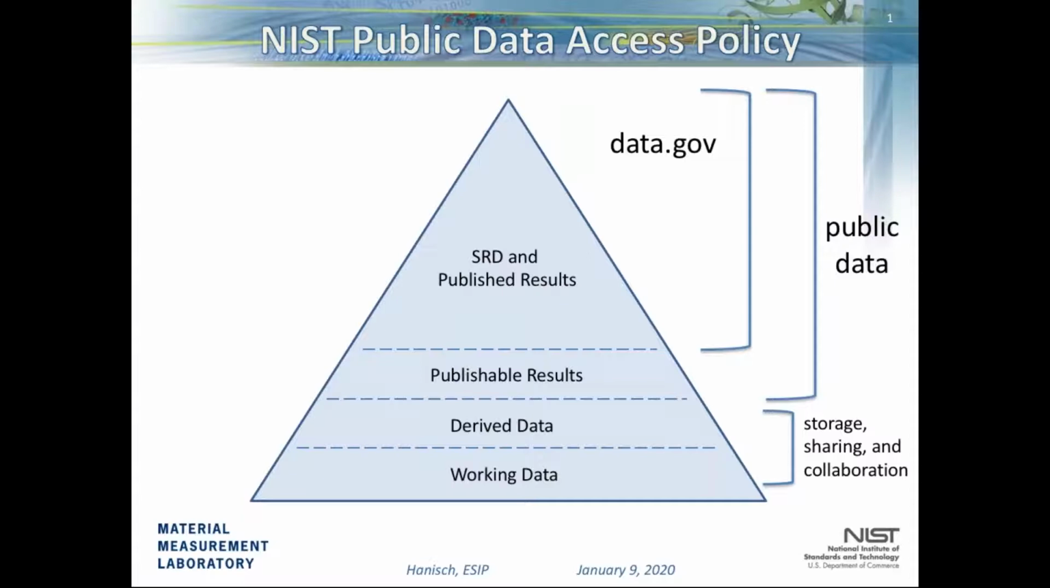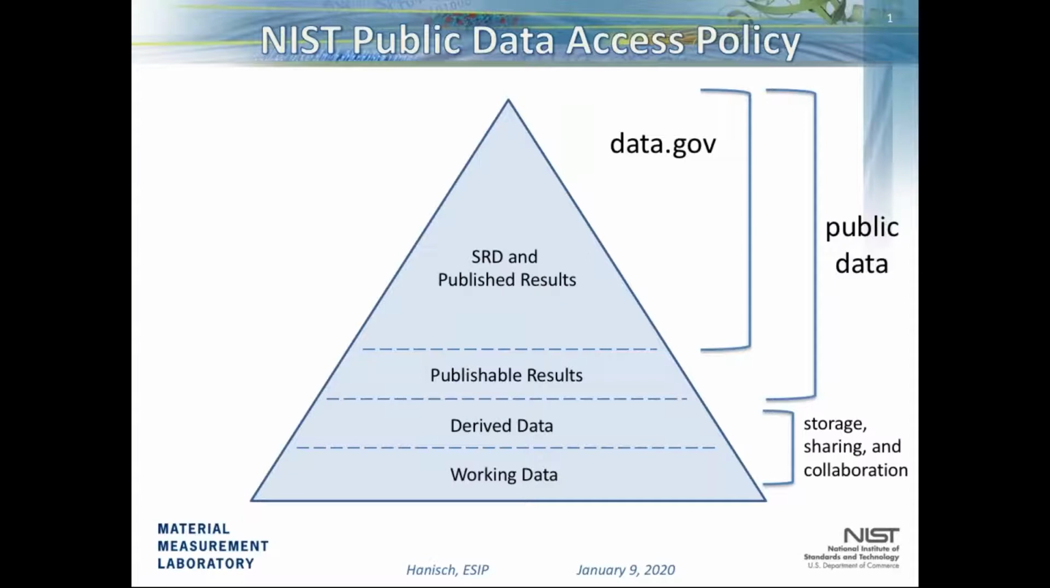But once data become publishable or published, we do require that they are put into our public data repository. Metadata records about those data are aggregated by us and also then forwarded into the data.gov metadata repository. So it's discoverable both through a front end that we have at NIST and also through the data.gov repository.